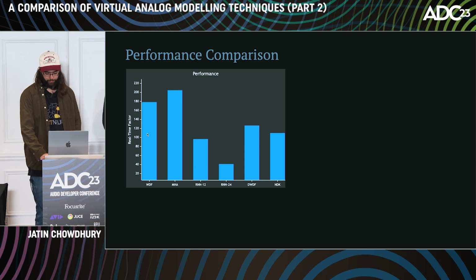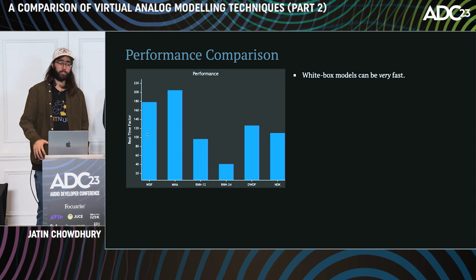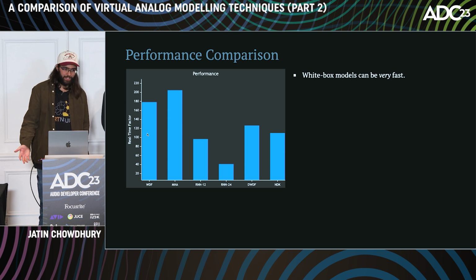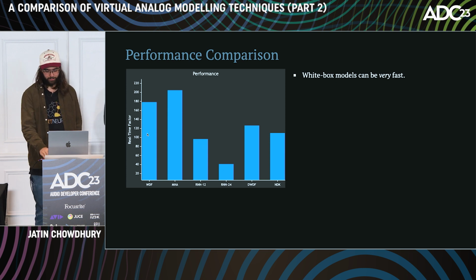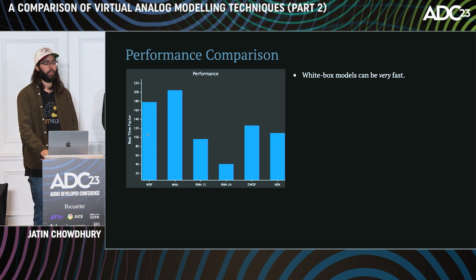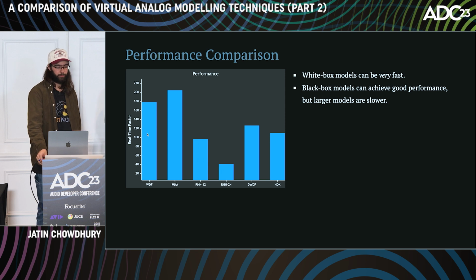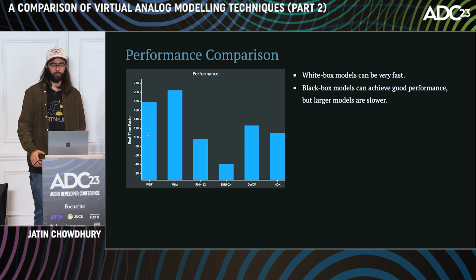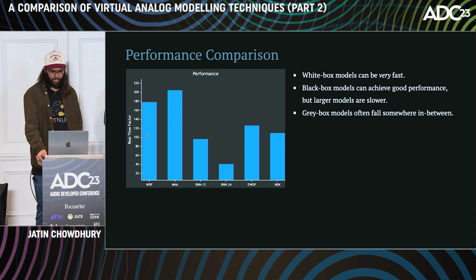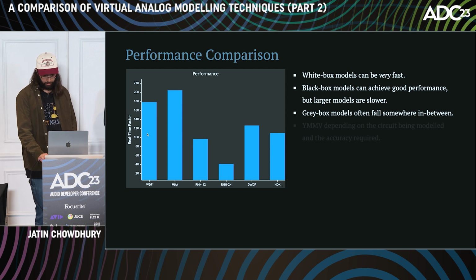But some more general things to think about are that white box models can be very fast. I've heard people say sometimes that white box models are too slow, but really it depends on the circuit and the technique you're using. So it's hard to make general statements like that, but it is possible for white box models to be very fast. With black box models, you can get really good performance, but it depends a lot on the size of your model. A large black box model will be slower, a small black box model will be faster, but then you have an accuracy trade-off, of course. With gray box models, you'll usually wind up somewhere in between, and again, you have to think about a speed versus accuracy trade-off there as well.